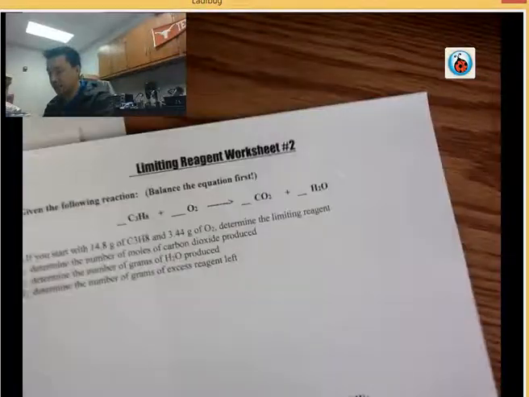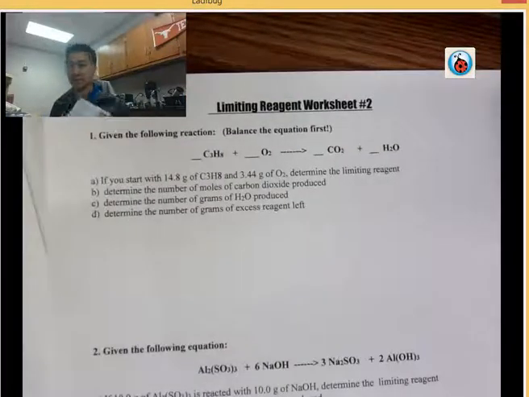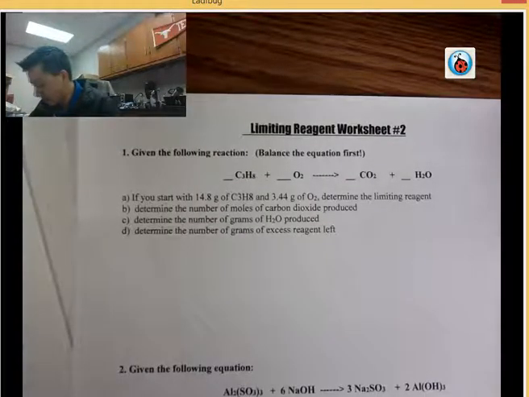And so in front of you should also have this paper here, limiting reagent worksheet 2. Alright, let's get to this.